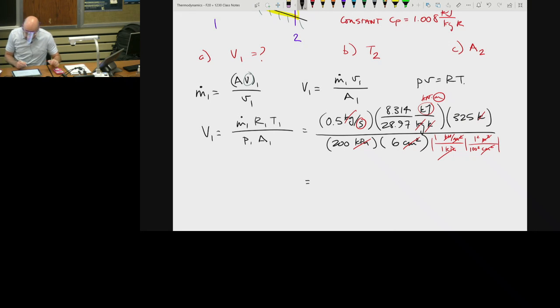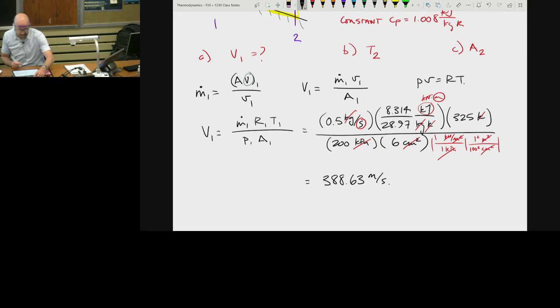Now we can do the calculation. So 0.5 times 8.314 times 325 divided by 28.97 divided by 200 divided by 6 times 100 squared is going to give me the velocity of 1 is equal to 388.63 meters per second. And I have to ask myself, does that make any logical sense?